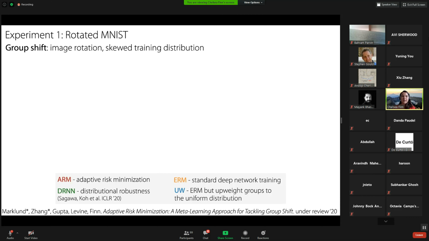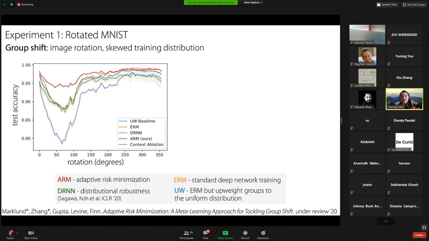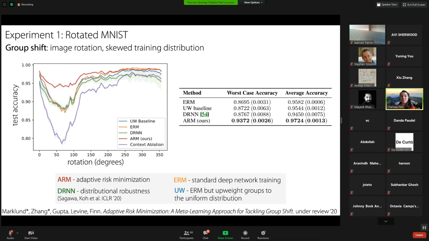So we experimented with a few different data sets. The first data set we looked at was very simple. We just took MNIST and different groups corresponding to different rotations of the digits, and we trained on a very skewed training distribution such that some rotations are much less represented than others. And what we found is that ERM and the other methods, essentially their performance drops in the parts of the distribution that are underrepresented, as we would expect. But our method, which is able to adapt to different distributions, to different rotations essentially, is better able to adapt to this sort of situation and achieves better worst case accuracy and average case accuracy.